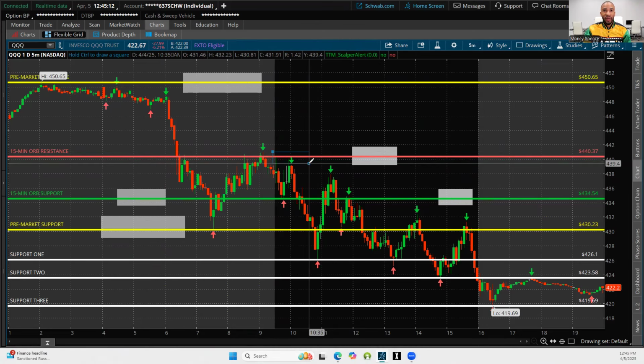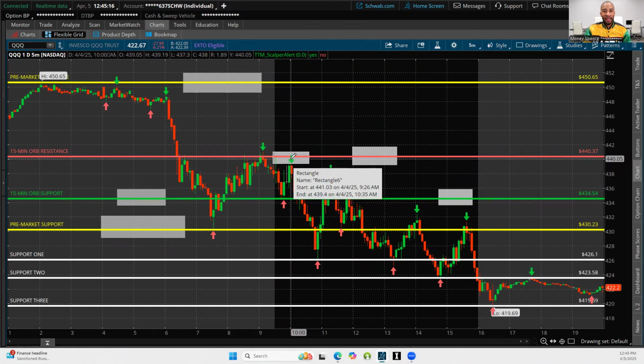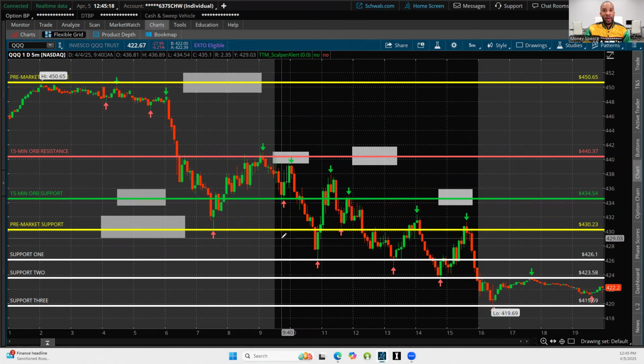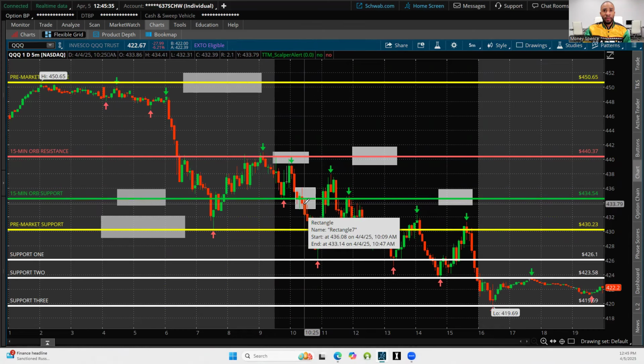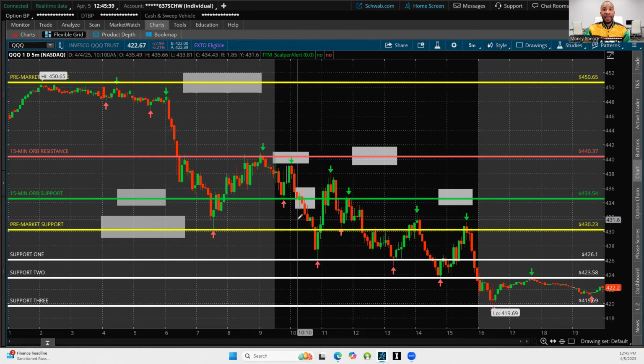As you can see, we had a rejection up there, and you could have gone short right here at 10 a.m. But if you wanted to be on the safe side, you can see how price is going to react around our key 15-minute ORB support level. As you can see, we started to have some turbulence around that price zone. But then eventually we started to break below it and go even lower around 10:25 a.m.